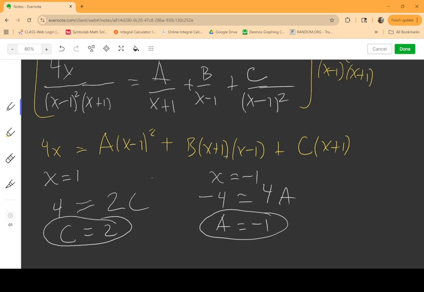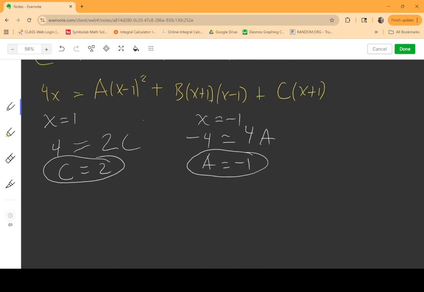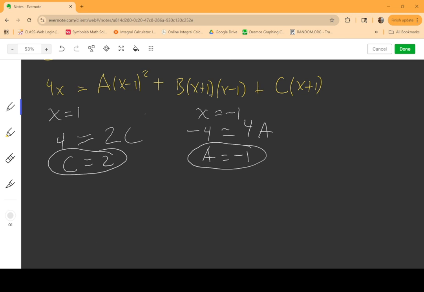All right. So that's what I have so far. Now, this polynomial only has two roots, 1 and negative 1. So in order to find b, I need to do this a different way. I can't use one of those roots. So here's what we have so far. We have 4x, I've arrived that a is negative 1, I don't know what b is, b times x plus 1, x minus 1, and then c was 2.